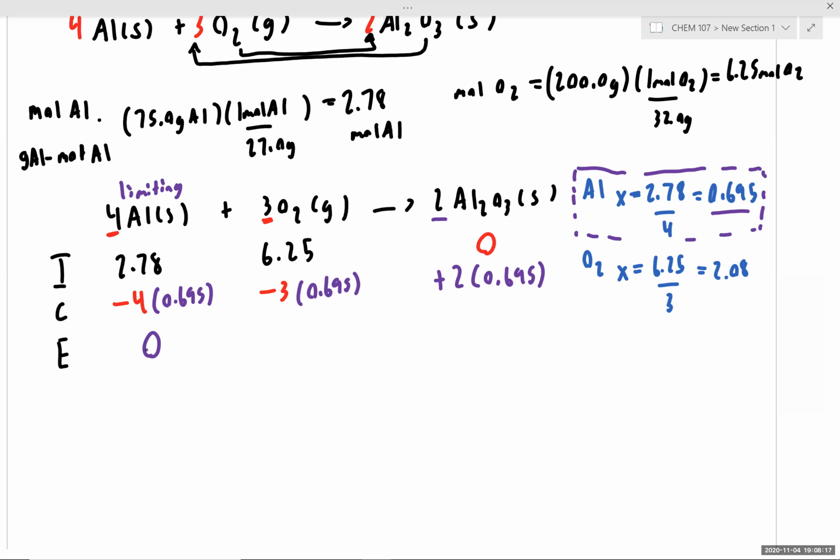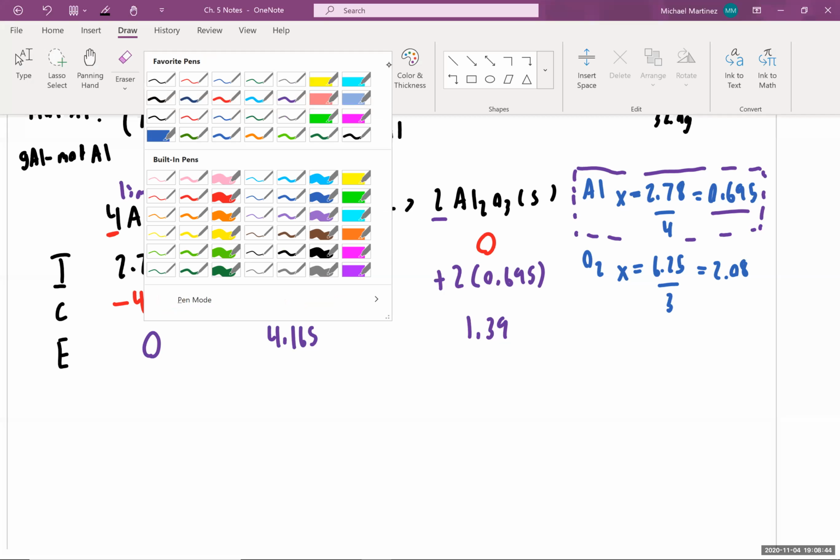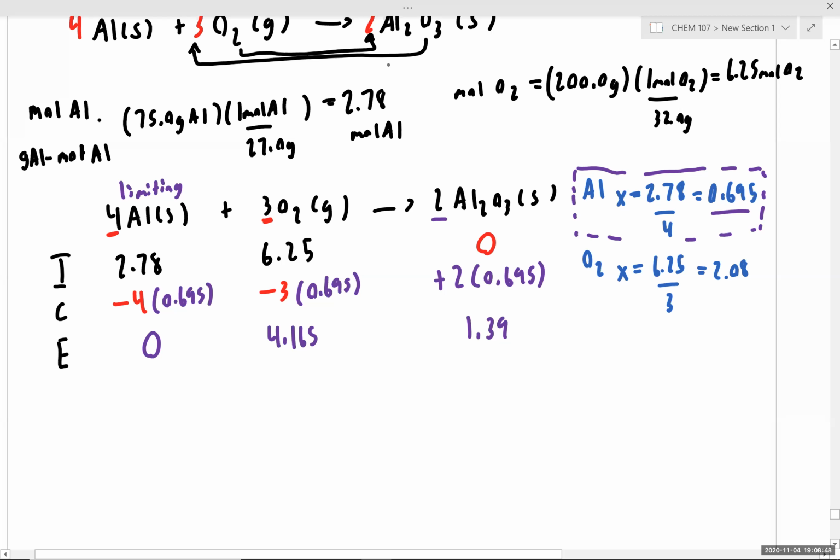For the amount of oxygen left over, we have 4.165 moles of oxygen left over. For the moles of aluminum oxide produced, we have 1.39 moles of aluminum oxide. And now that we have the moles of each of our reactants and products, in order to estimate the theoretical yield, all we need to do is figure out the grams of aluminum oxide from the moles.